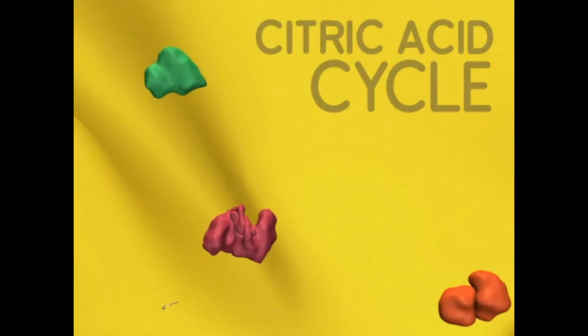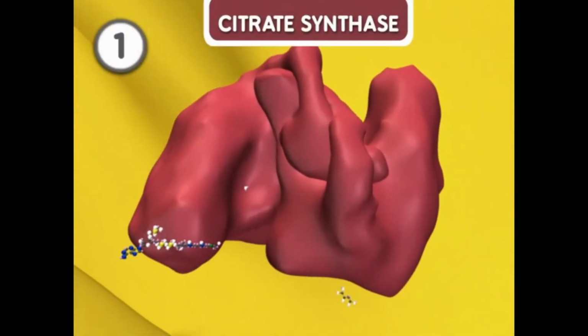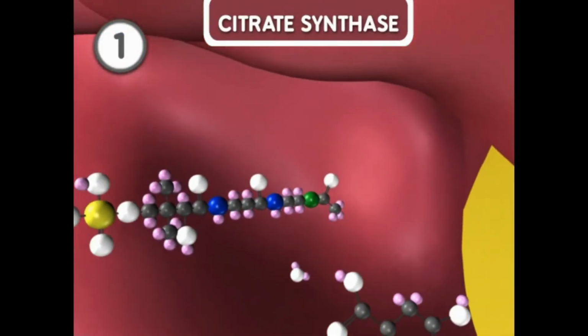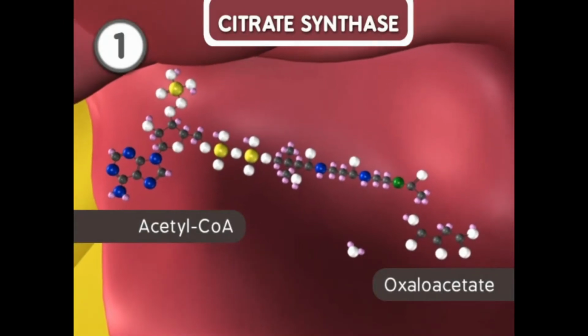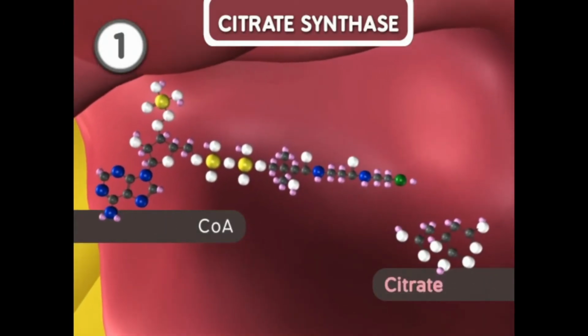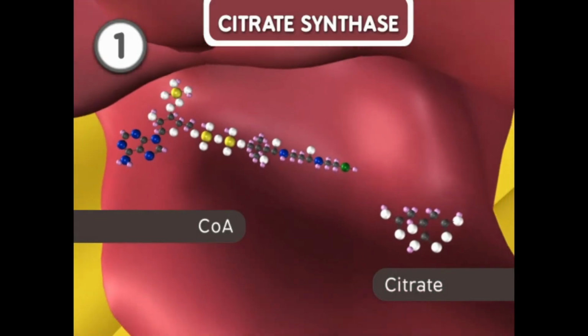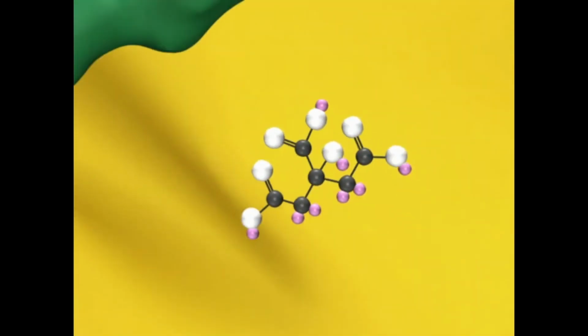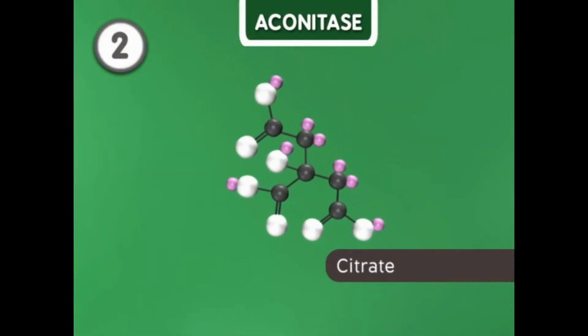In the first step of the cycle, an enzyme called citrate synthase joins the 2-carbon acetyl group from the acetyl-CoA with the 4-carbon oxaloacetate to form 6-carbon citrate. In step 2, an enzyme called aconitase converts citrate into isocitrate.